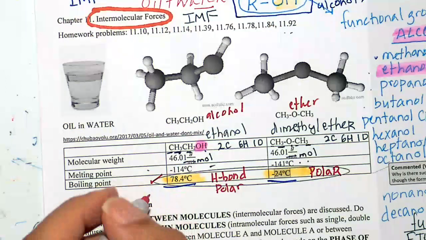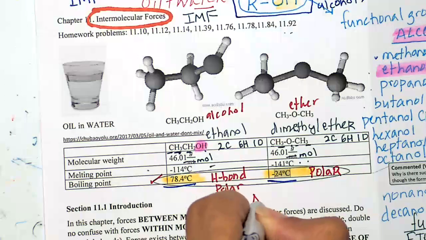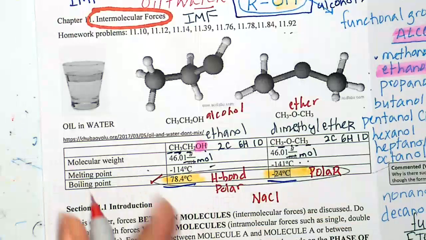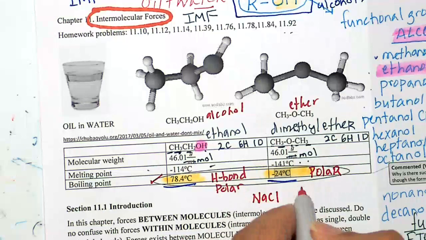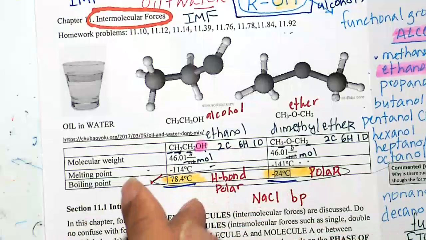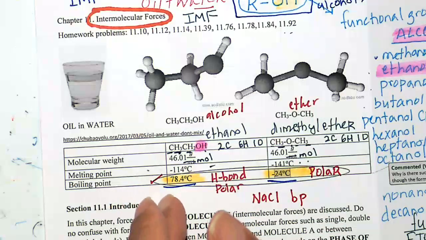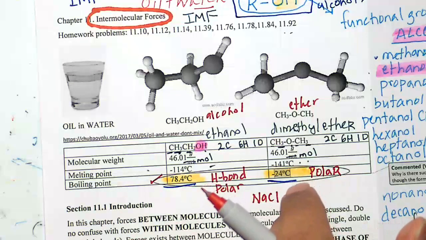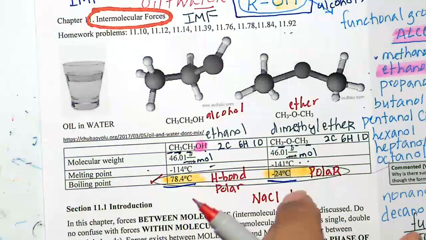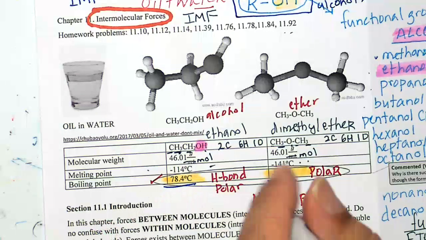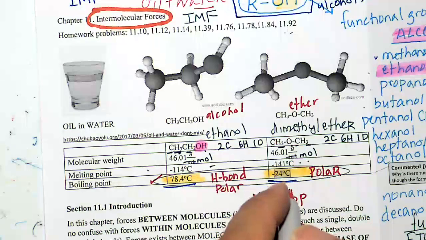Okay, if I were to put something like NaCl here, sodium chloride, what do you think the boiling point of sodium chloride will be? Higher or lower than ethanol? Higher or lower than dimethyl ether? What do you think it would be without looking at your phones? Lower than ethanol. Higher or lower than ethanol? Lower. Okay. Would you be higher?